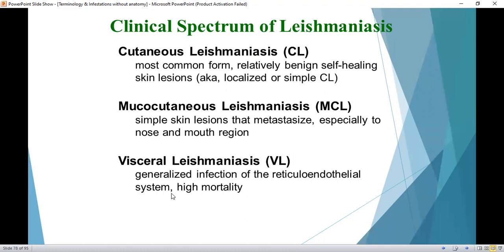The cutaneous leishmaniasis is the most common form, relatively benign, with self-limiting skin lesions, the simple variety. Mucocutaneous may have skin involvement, and then if the skin around the body orifices is involved, it can change into the mucocutaneous form.